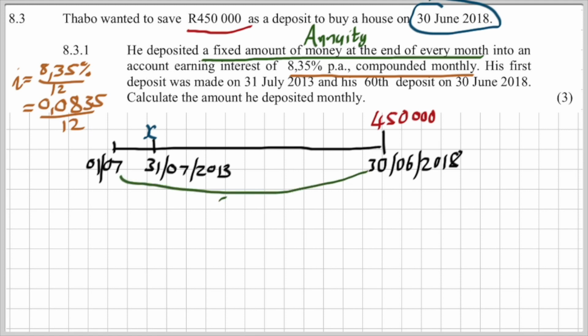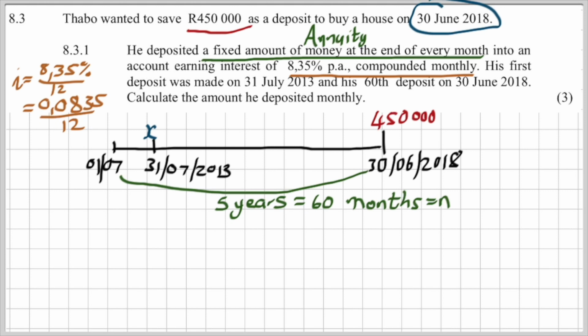So the question that I want to ask you is, how many years? From 1 July 2013 to 30 June 2018, there's exactly 5 years that's going to go by. Now, because I have compounded monthly and deposits are happening monthly, N also must be months, not years, not quarters, not days. It must be the same. If the payments differ from your interest period, then it becomes a further study mathematics or an AP mathematics sum.